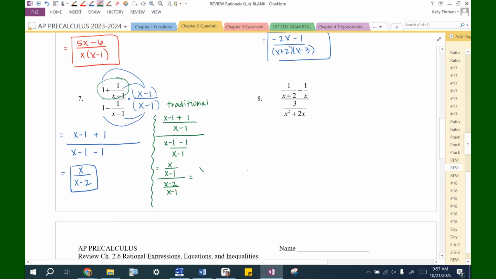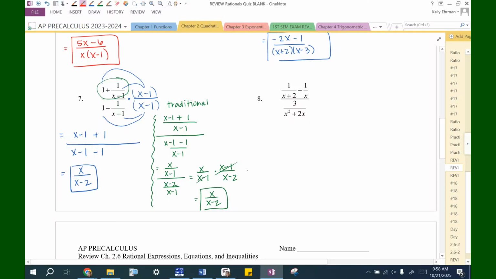And then we change this to a multiplication problem. So flip the bottom. The x minus 1's cancel, and you get to the same answer. So I like the LCD way better because it's less writing, and I have less chance for mistakes. Like a lot of times I'll see students that flip the wrong fraction, or they don't flip the fraction on the bottom, or whatever. So, it's worth a try.